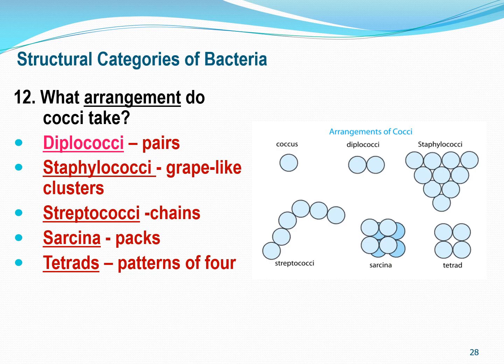So now we're going to talk about the arrangement. Obviously, the first one is the coccus, the single sphere-like piece of bacteria we see right there. Diplococci is a pair. Staphylococci is grape-like clusters. Streptococci is chains. Make sure you know down to the patterns, including packs and patterns of four. You want to understand the arrangements that you may see these bacteria take when you look at them under the microscope.